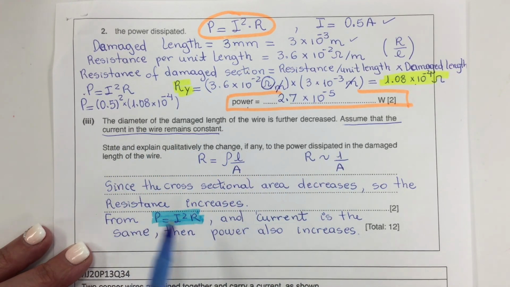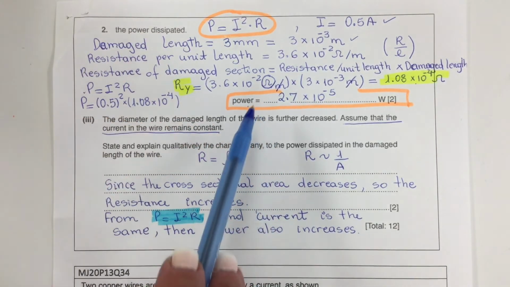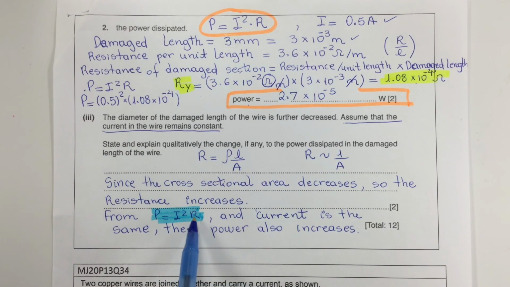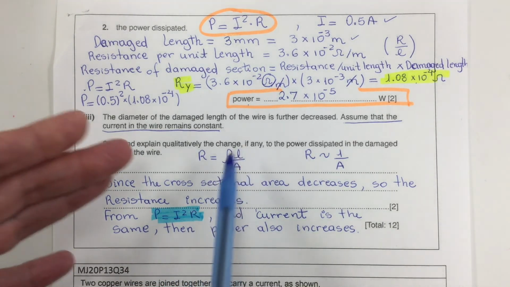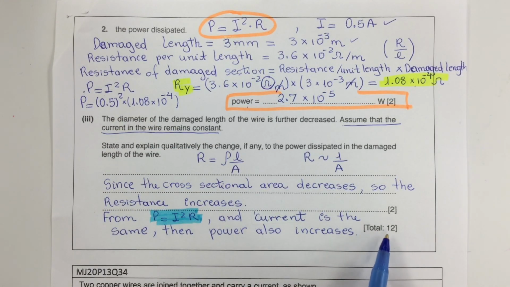And the second formula is the one we used prior to calculate the power dissipated. The information given is that the current is the same, but the resistance is increasing after our analysis here. Therefore, we can conclude the power will also increase. We're going to have more loss as heat in that damaged section if the diameter keeps decreasing. The total mark for this entire question is 12 points.